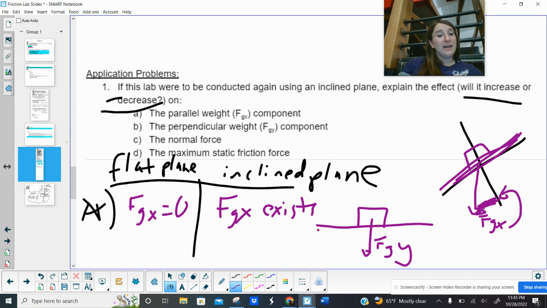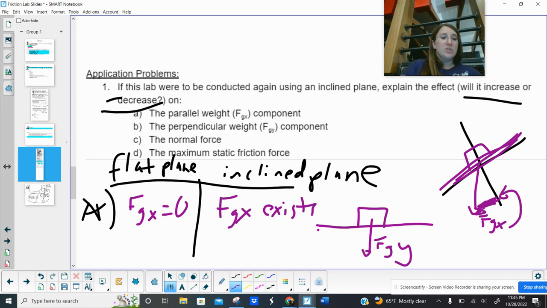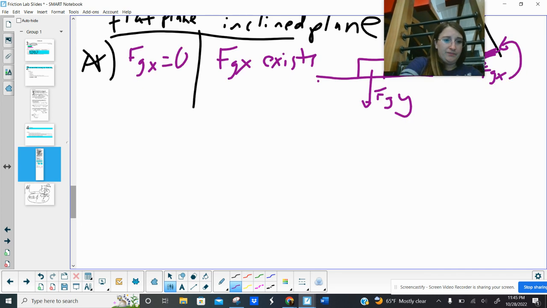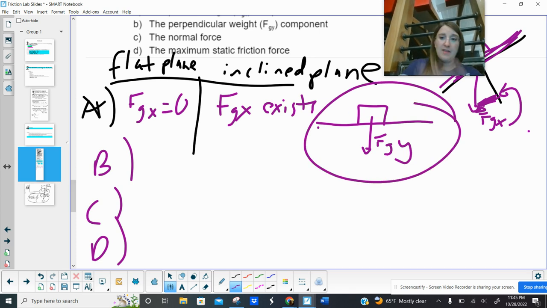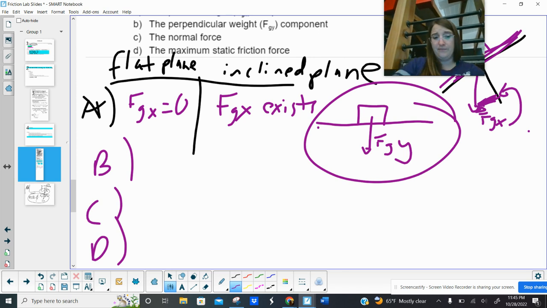So what does that mean for the effect? Did Fgx increase or decrease? Well, it increased because it was 0 before, and now it exists. So that's what you guys want to be thinking. In each case for B, C, D, you need to think about what it was like on a flat surface versus on an incline, and then you can see if it increases, decreases, or possibly stays the same.